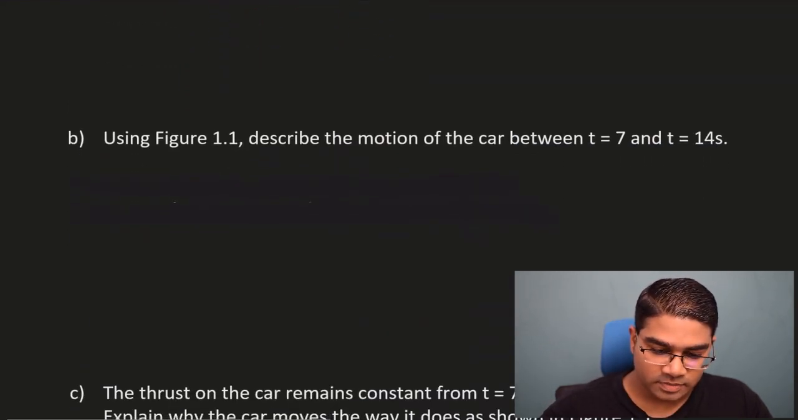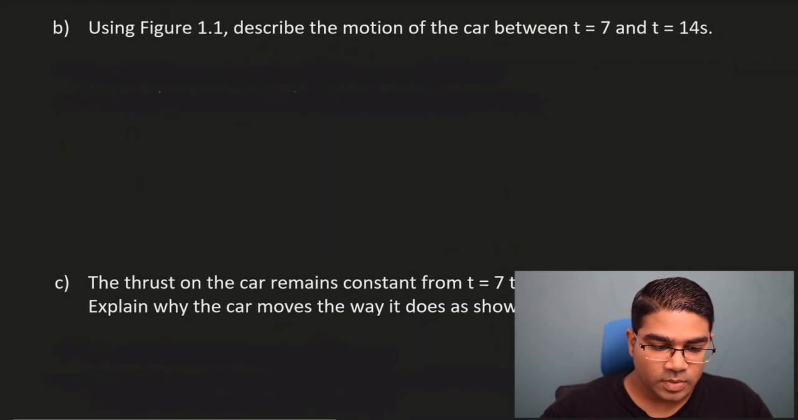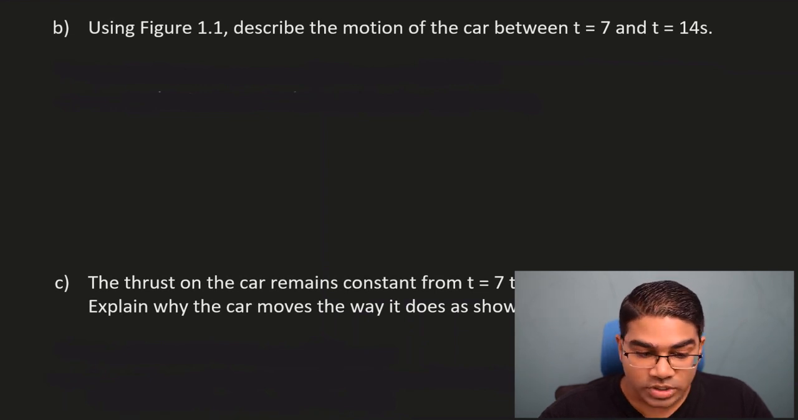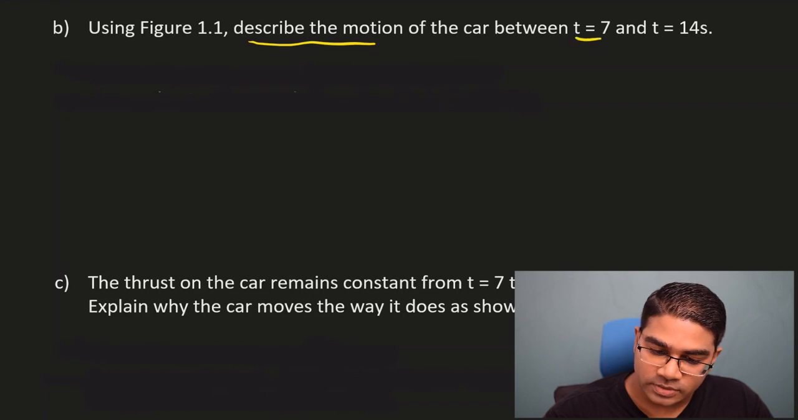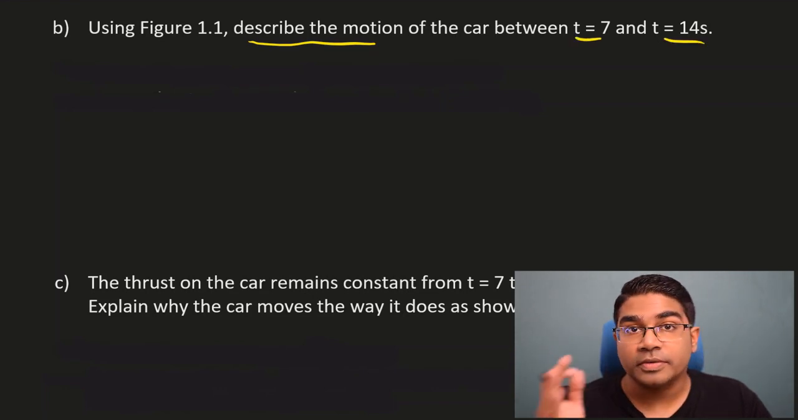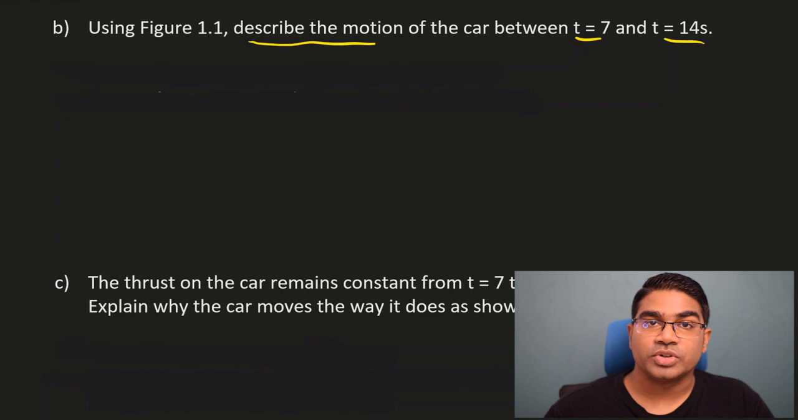Now let's go to the next part of the question. Using figure 1.1, describe the motion. So we are to describe the motion of the car between t equals 7 and t equals 14. So from 7 to 14 seconds, we need to describe the motion of the car.